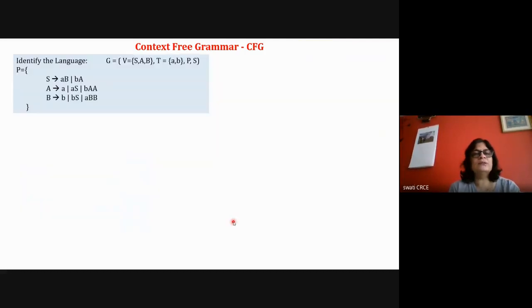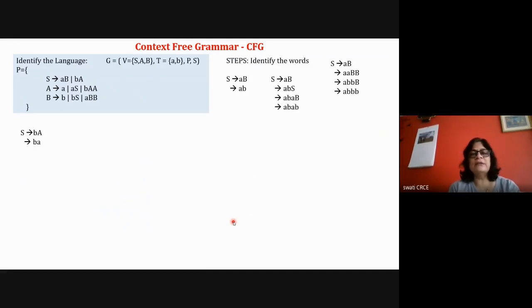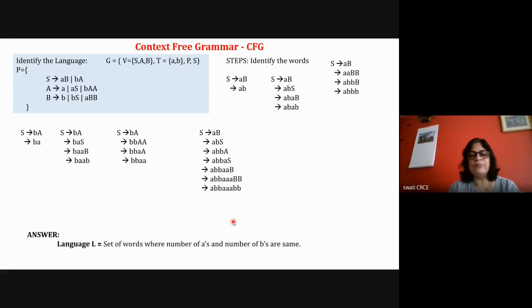Now this was the example to identify the language that we have seen last time. That given the grammar, you need to identify what kind of words it generates. So try all the rules, all the possible combinations. Like here I have tried 7 times and I have generated 7 different types of words. And then after generating a sufficient number of words, only then can you identify the pattern.